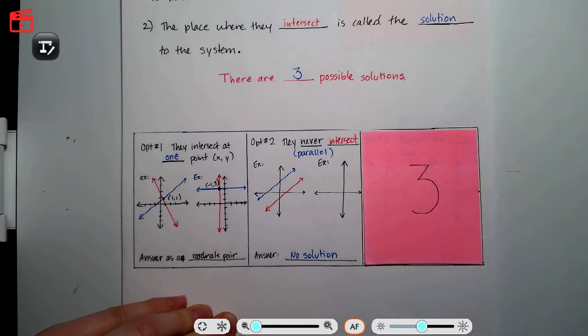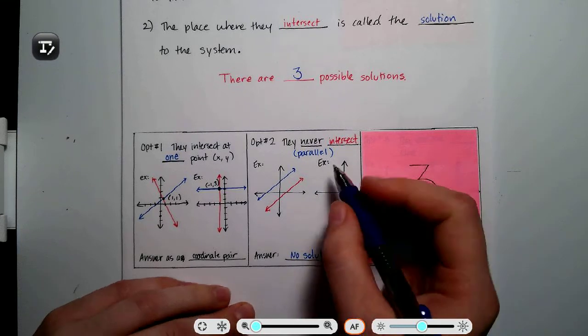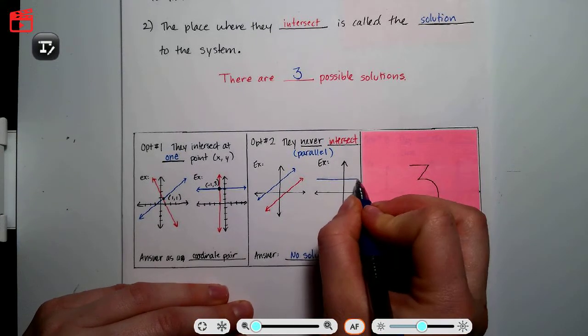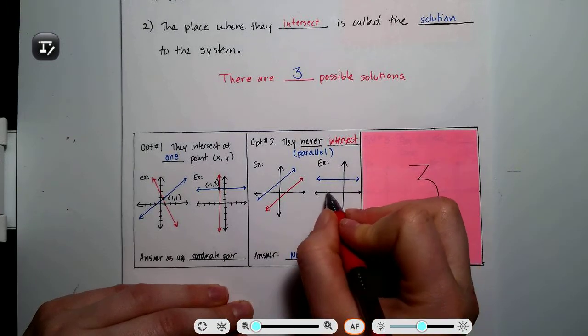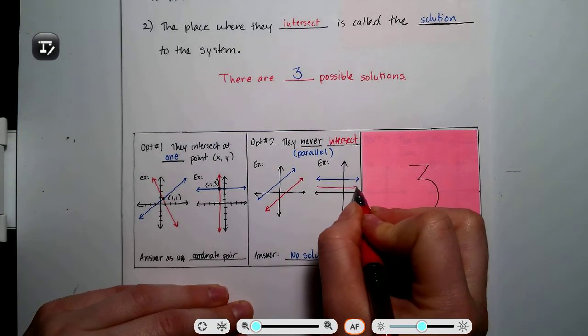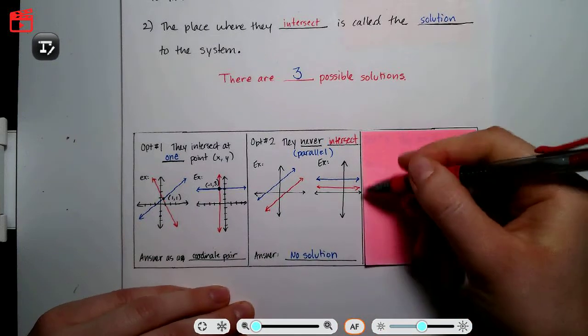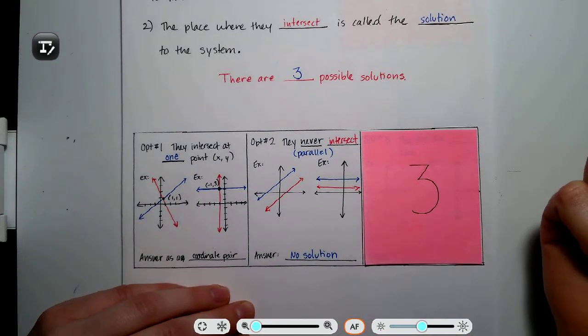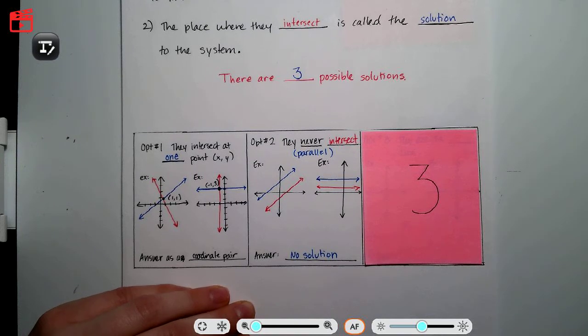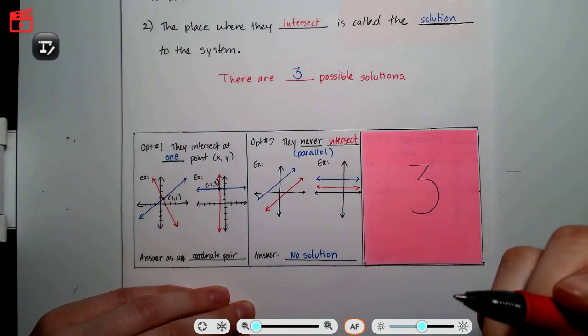Okay, so another example for you guys to see. Let's say I have one line running this way, and then another line that never intersects with it might be this one. Once again, they never intersect. So, no solution. An easy way to tell if there's going to be no solution is you look at the slope.